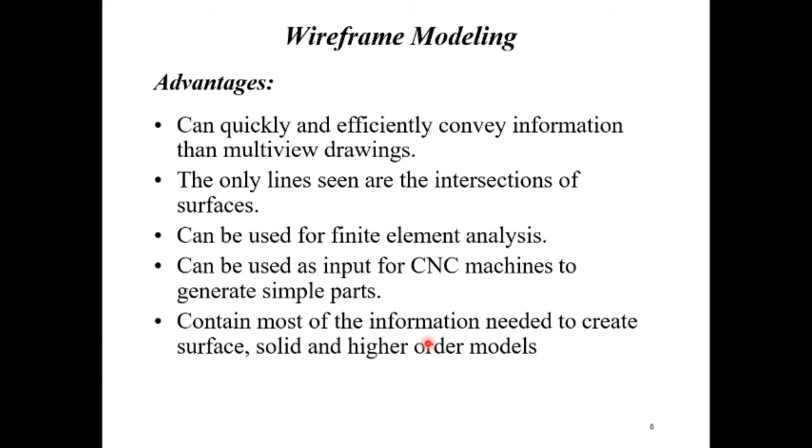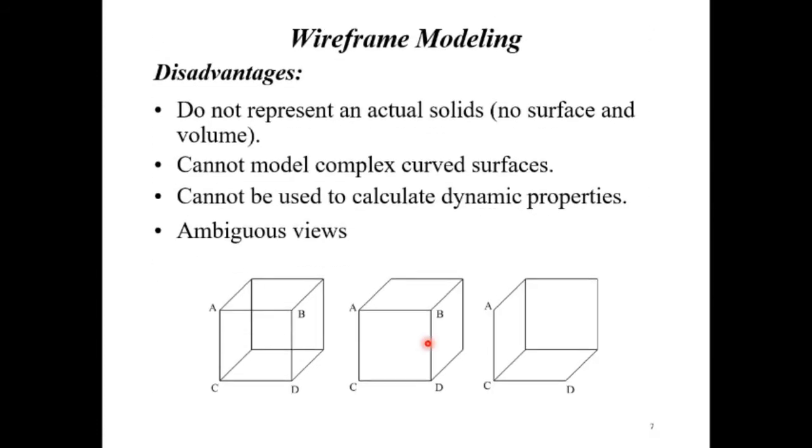And what are the advantages of this wireframe modeling? It can quickly and efficiently convey information compared to multi-view drawings. Multi-view drawings are what you know from engineering graphics, isometric view, orthographic view. By using wireframe modeling we can view a simple layout of an object design, and the only lines seen are the intersections of surfaces, and it can be used for finite element analysis and input for CNC machines. And for manufacturing layout, a manufacturing process engineer needs only a layout or a 2D drafting in order to carry out the manufacturing of objects, and it contains most of the information needed to create surface and solid higher order models. And what are the disadvantages?